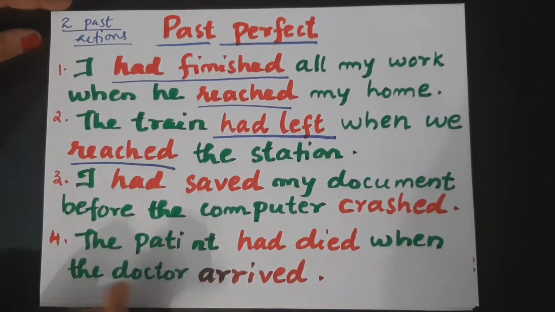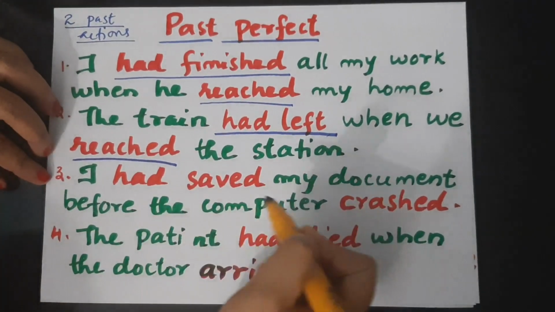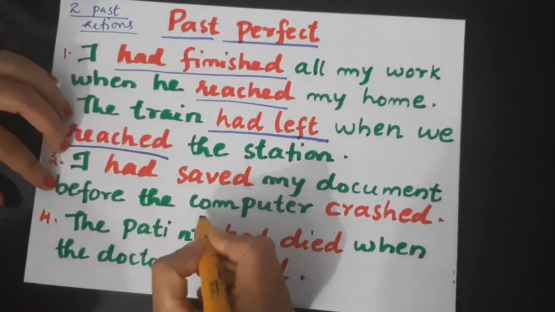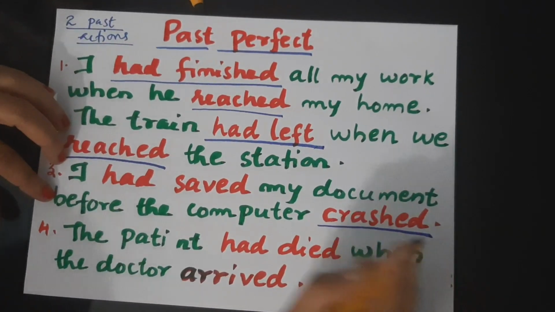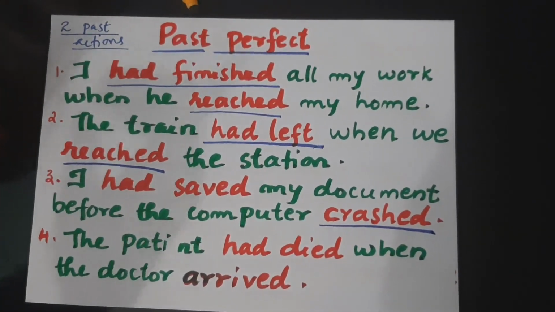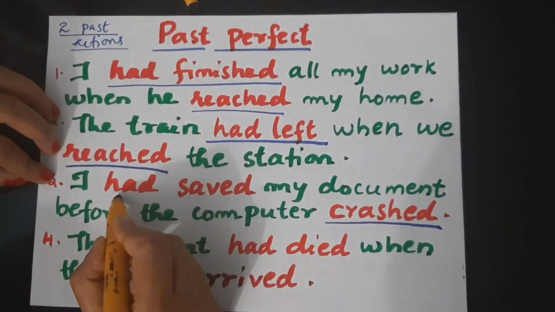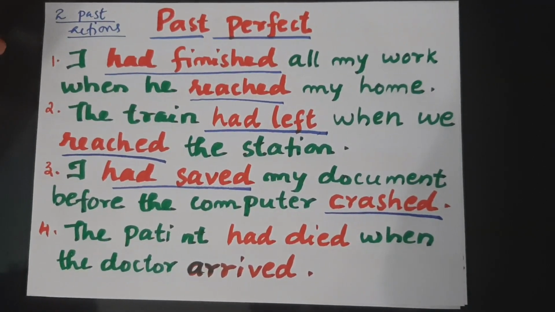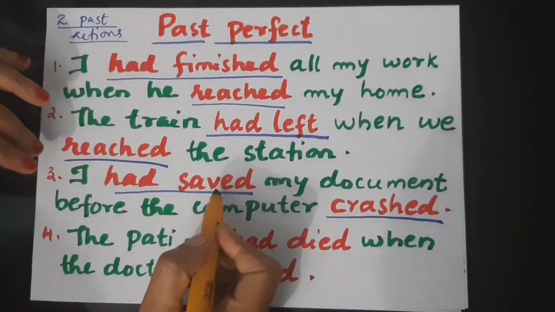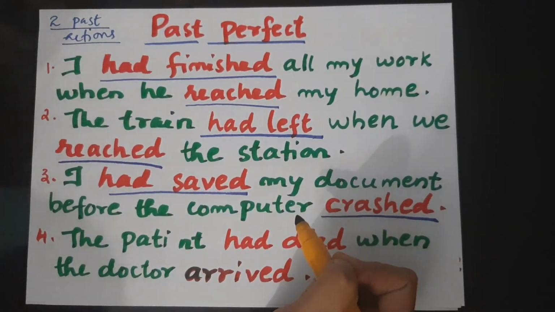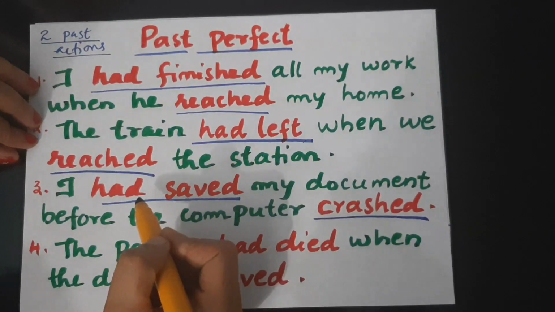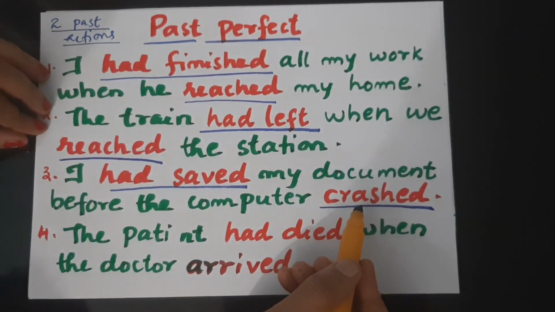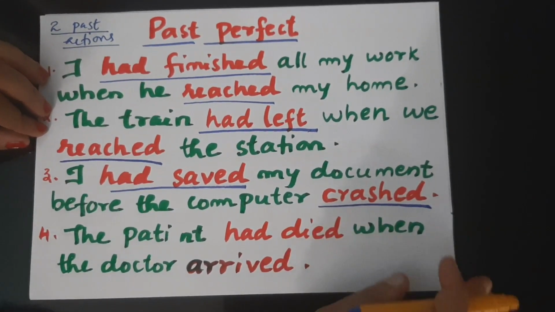Next one. I had saved my document before the computer crashed. The computer crashed, that's a past action, one action that happened in the past. I saved my documents, that's also another past action, which is the first completed action. So I had saved my documents. This is the first completed action, so we used past perfect here. And the next completed action, there we only used simple past.